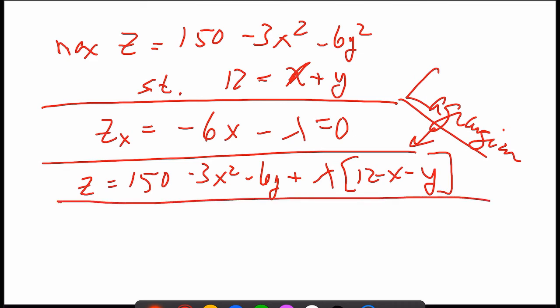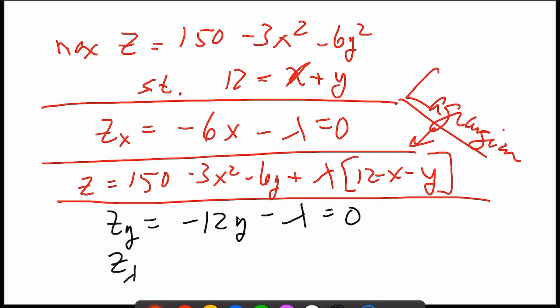So let's come back over here. z_y equals minus 12y minus lambda equals 0. But now z_lambda equals 12 minus x minus y equals 0. So now x plus y have to add up to 12. Yes? 12.